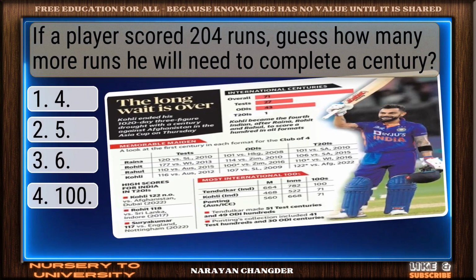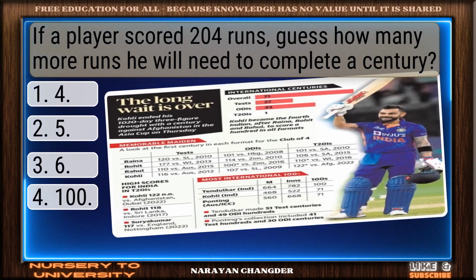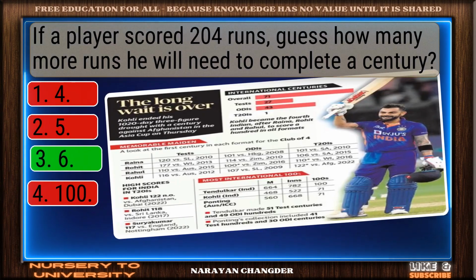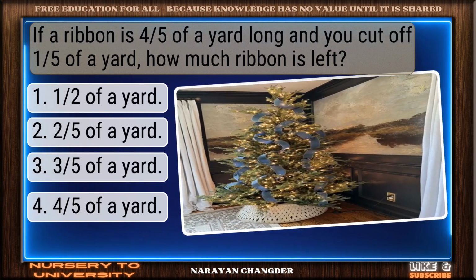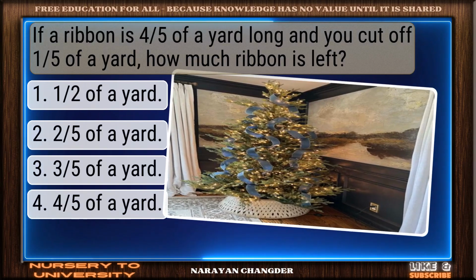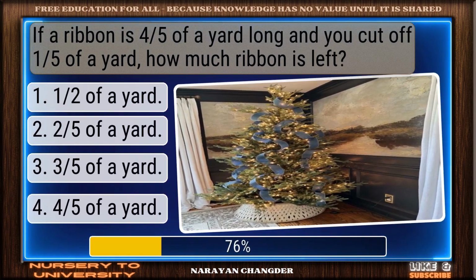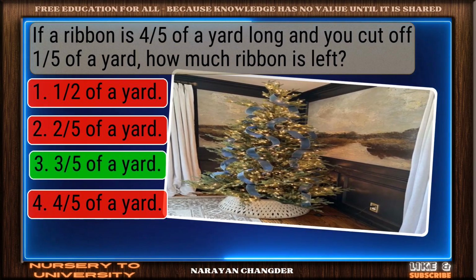If a player scored 204 runs, guess how many more runs he will need to complete a century. Nice selection. 6 is the correct and valid answer. If a ribbon is 4.5 of a yard long and you cut off 1/5 of a yard, how much ribbon is left? Nice work. You chose 3.5 of a yard and it is correct.